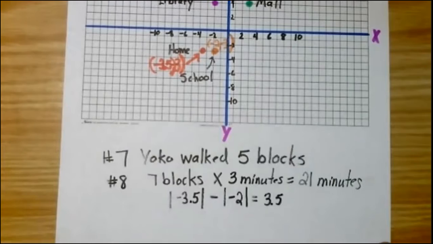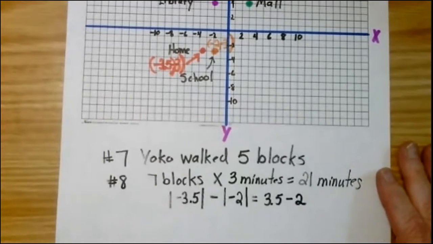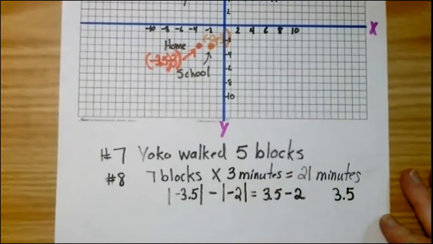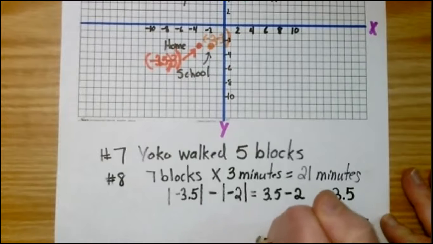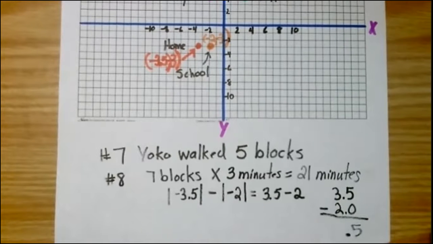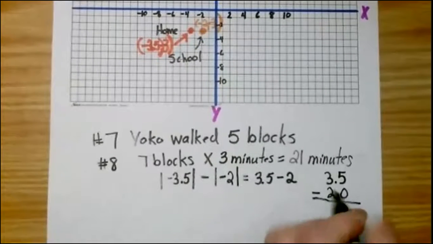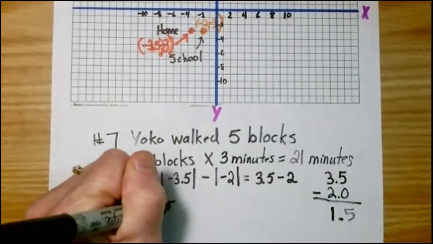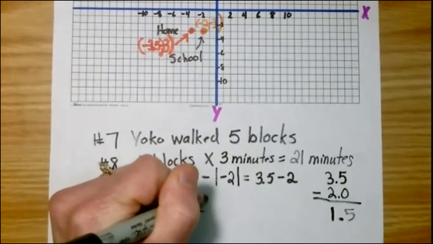+3.5 minus +2. So I have to do that vertically. We already know the answer, but let's show that mathematically. So we're going to subtract 2, and we have to put the 2 and line it up. We'll put a 0 after it, so we line our decimals up. 5 minus 0 is 5, decimal point. 3 minus 2 is 1. So it was a total distance of 1.5 blocks, like we figured out.